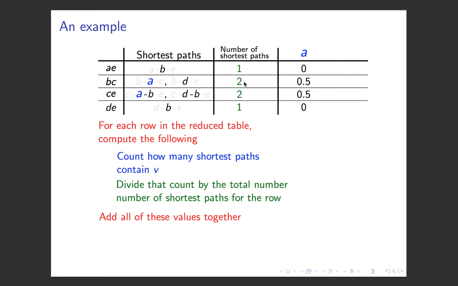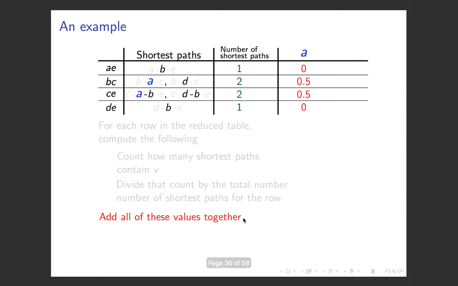Now there's one step that we haven't done yet. This is our final line of our recipe. We have to add all of these small computations together, and this gives us our betweenness centrality. So in this way, we've used our reduced table to compute small computations for each possible row, added those up, and that ends up equaling our betweenness centrality. So the betweenness centrality in this case of A is equal to 1.